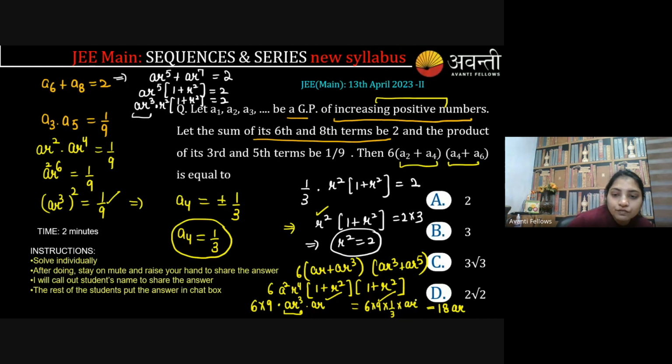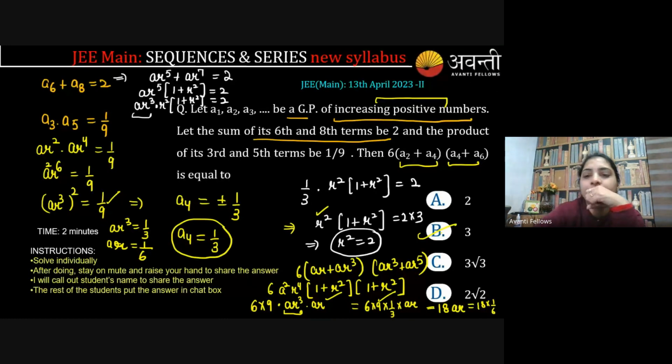So what's the value of R? R is root 2, right? AR cube is 1 upon 3. So A value is, or I can calculate AR. It will be 1 upon 6, right? Yes or no? So 18 into 1 upon 6, answer should be 3. If any confusion, then tell me.